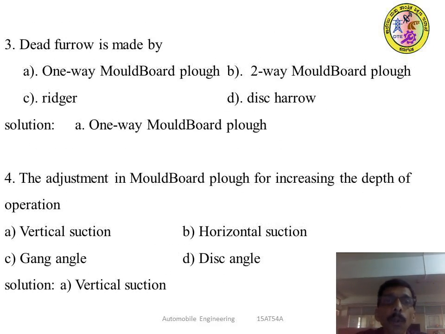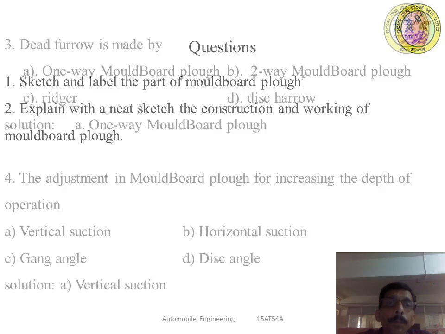Third one, dead furrow is made by first choice, one-way moldboard plow. Second, two-way moldboard plow. Third choice, ridger. Fourth one, disc harrow. The solution is one-way moldboard plow. Fourth one, the adjustment in moldboard plow for increasing the depth of operation. First choice, vertical suction. Second, horizontal suction. Third, gauge angle. Fourth, disc angle. The solution is first, vertical suction.